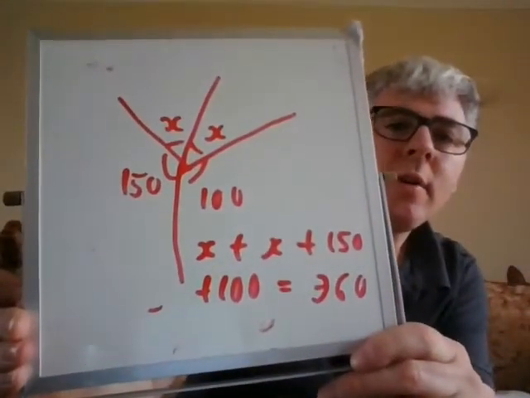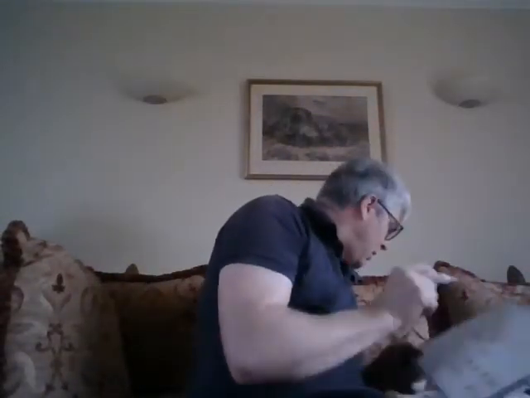So we've got here 150 and 100 there. So x plus x, we want to find those two there. x plus x plus 150 plus 100 equals 360. So therefore, 2x equals 360 minus 250. So x equals 55.